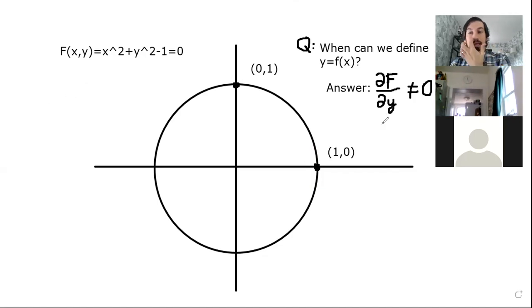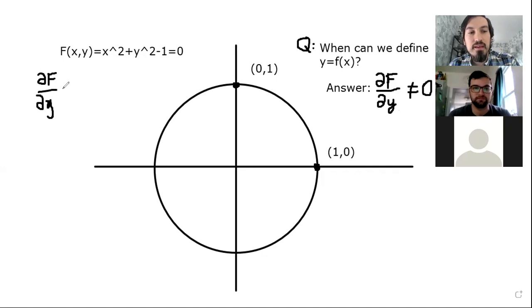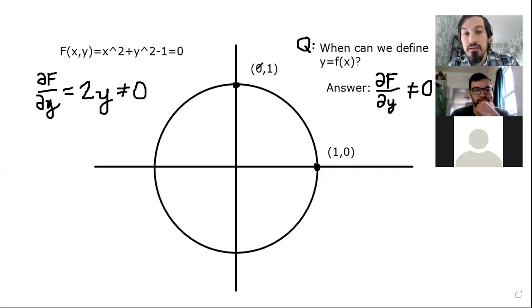Okay. The answer is when dF/dy is not equal to 0. Okay, let's calculate that. dF/dy is actually going to be very much the same thing. It equals 2y. It's not the same thing, it's equivalent. 2y should not be equal to 0. So now we're going to give a green check mark to any place where 2y is not equal to 0. Here, y equals 1. 2 times 1 is not equal to 0, so this place gets the check. How about down here? Here, y equals 0. 2 times 0 is equal to 0, so that gets an X.